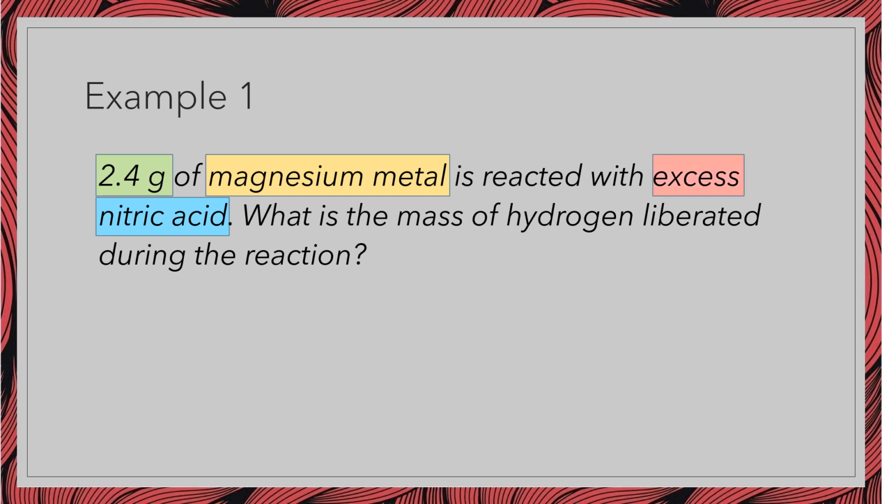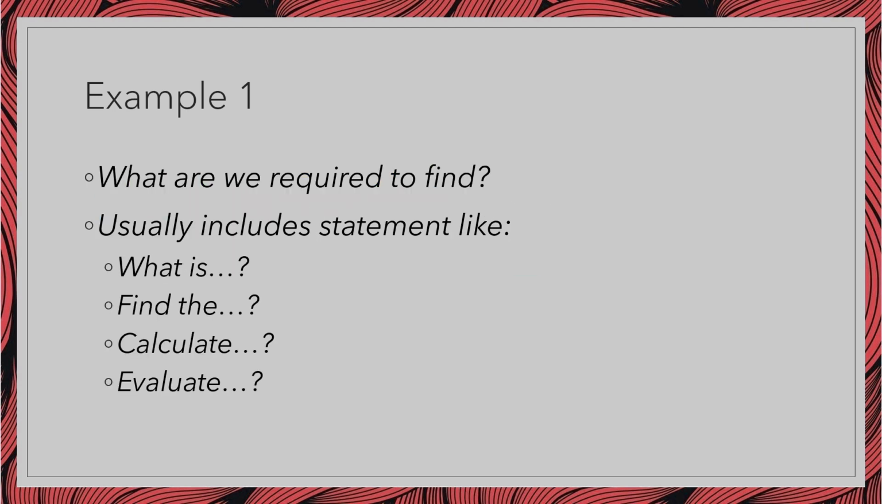And it's in excess. So the magnesium metal is going to be our limiting reagent. So that's the only calculation that we have to do. We don't have to do any calculations for nitric acid. So mass of magnesium is 2.4 grams.